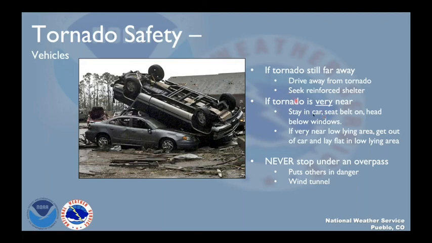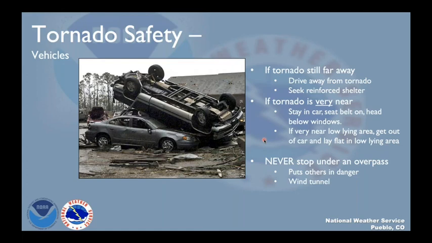But if the tornado is near you, you can stay in the car, seatbelt on, and head below the windows because you might get debris shattering the windows. If you're near a very low-lying area, you can get out of the car and lay flat in that low-lying area. The chances of the tornado going directly over you are pretty low, but the most dangerous part of that is the flying debris around it.